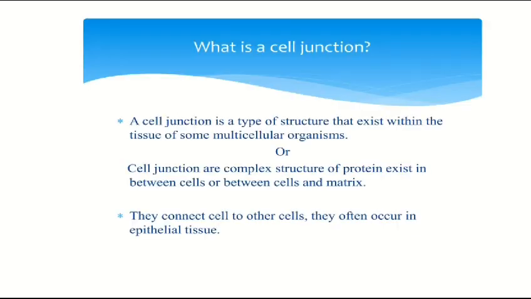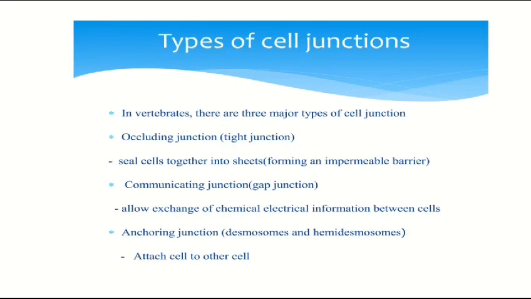What is a cell junction? It is a type of structure that exists within the tissue of some multicellular organisms. Cell junctions are complex structures of protein that exist in between cells or between the cells and matrix. They connect cells to other cells and they often occur in the epithelial tissues.